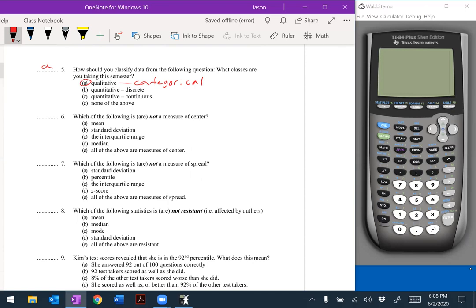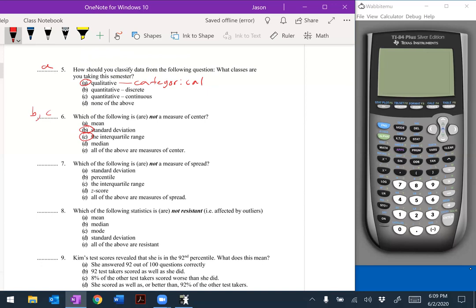Which of the following is not a measure of center? Well, is the mean a measure of the center? Yes, it is. Is the standard deviation a measure of the center? No, it's a measure of the range or the variation. The interquartile range is also a measure of variation. What about the median? The median is a measure of center. And E, obviously not correct for that one, so this is B and C.